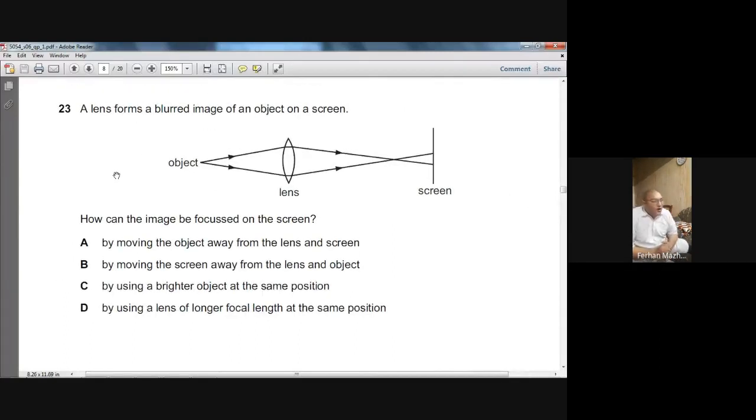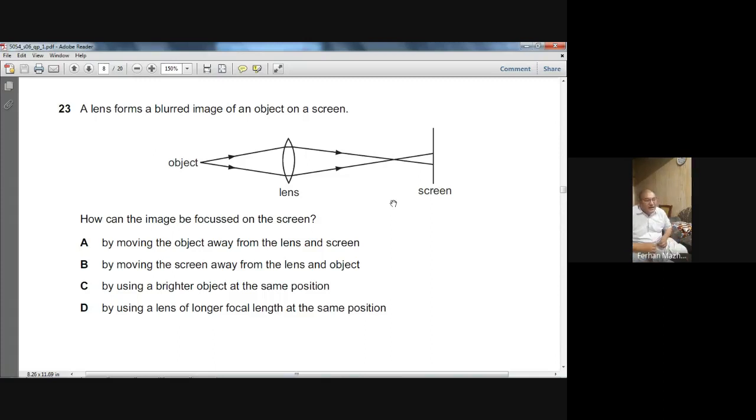A lens forms a blurred image of an object on a screen. How can the image be focused on the screen? You see, a clear image is formed here where these two rays intersect. So one method could be to move the screen towards the lens, and bring the screen where the light rays are intersecting, and the image will be clear on the screen.